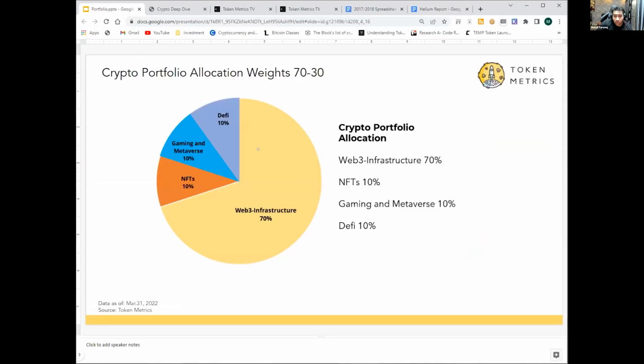Coming back to the portfolio allocation, given the critical role Web3 infrastructure plays in terms of decentralization and the ownership structure of the way the world will be in coming years, it makes sense, according to me, to have a 70% allocation.